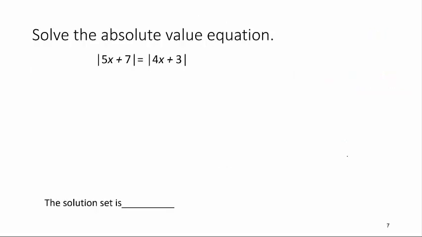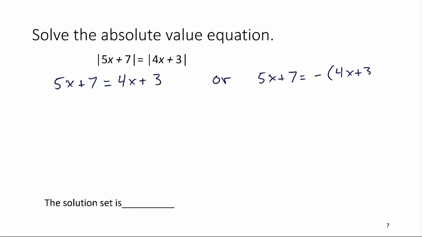Okay, so let's solve the absolute value equation where we have absolute value of 5x plus 7 is equal to the absolute value of 4x plus 3. Okay, so there's two scenarios. Remember, you can leave them both positive, 5x plus 7 equal to 4x plus 3, or 5x plus 7 is equal to negative quantity 4x plus 3. Make sure you make the whole thing negative, okay? And you've got to solve them both, right? Those are part of the solution set there.